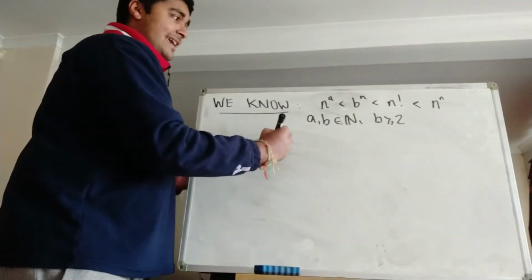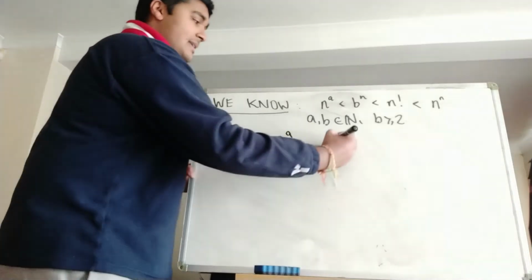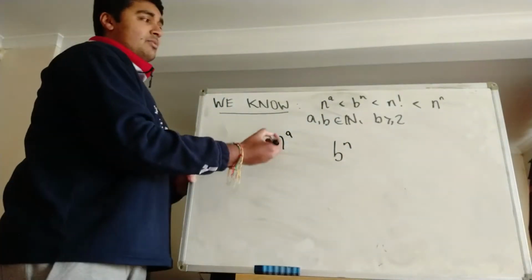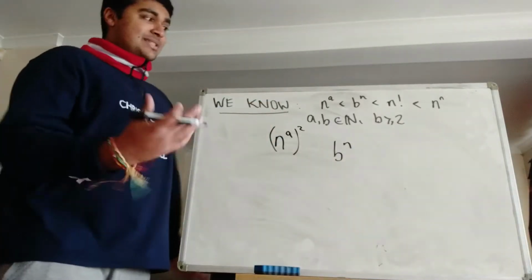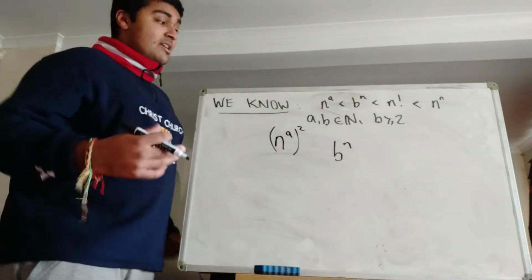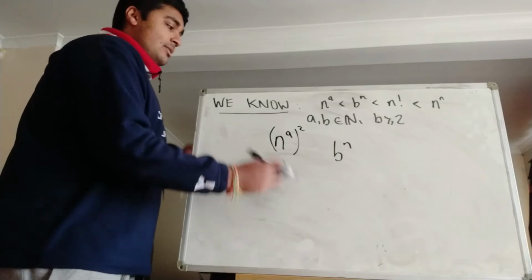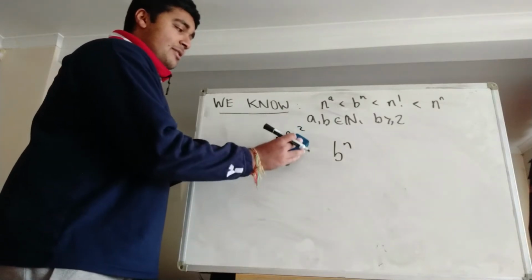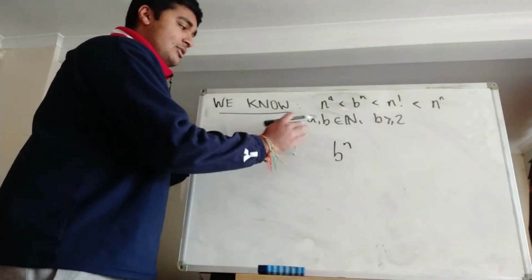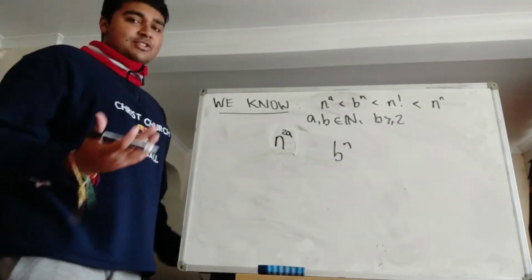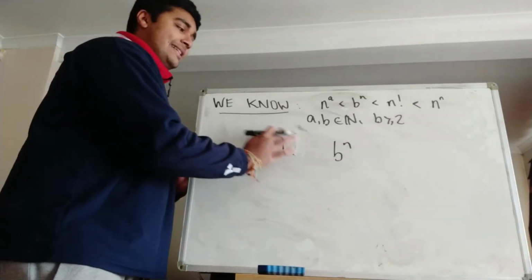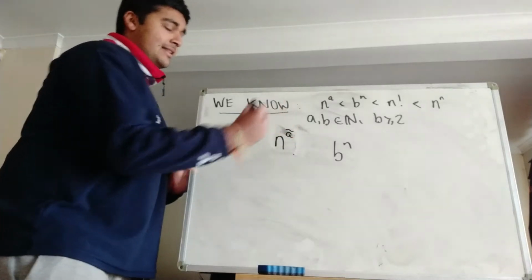So what do I mean by that? We've got n^a is less than b^n, but we might ask ourselves, what if we square this left-hand side? Can we still have that less than sign there? And the answer is yes, because (n^a)^2, if we just get rid of the brackets and bring the 2 down, is just n^(2a), like so. But of course, if a is a positive integer, then 2a is a positive integer, and I can just call it a tilde, and I get this.